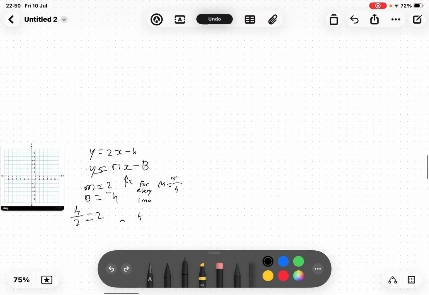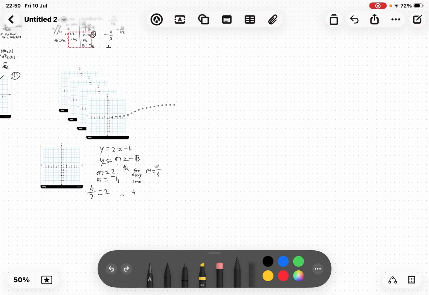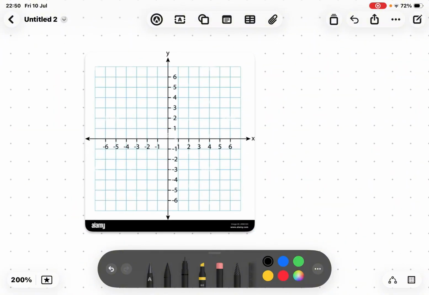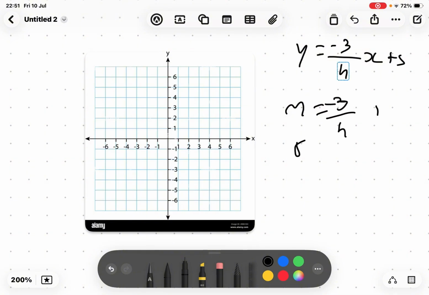Okay, now I need another one of these. So the next equation is y equals -3/4 x plus 5. Okay, a great example. So m is -3 over 4, and the y-intercept is 5. So we put the y-intercept at 5, and now we go down 3 times, and then we go to the right 4 times.